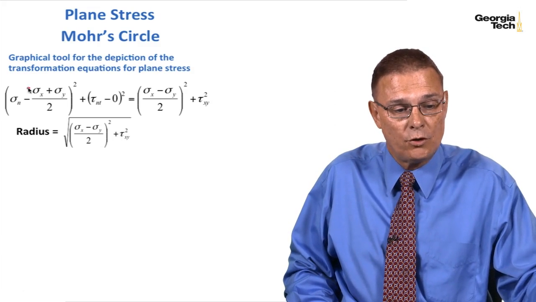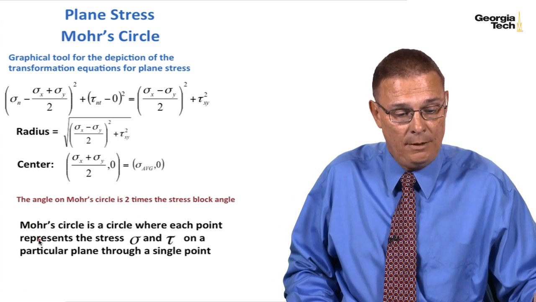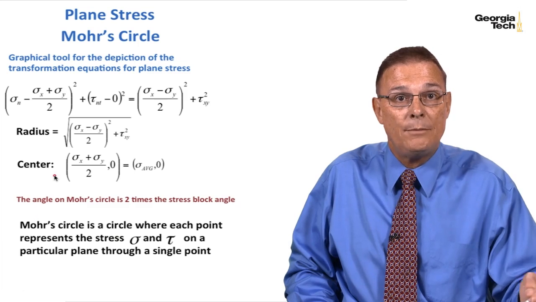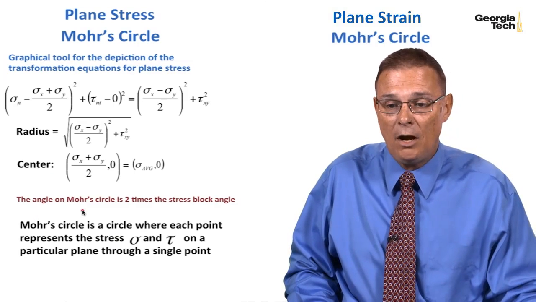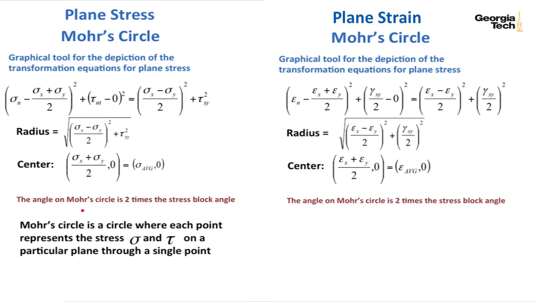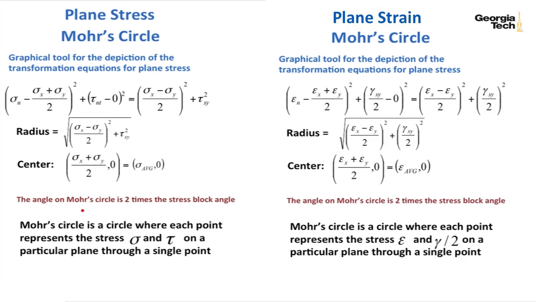So as a recap, here's plane stress Mohr's circle that we used previously. Remember that the angle on Mohr's circle was 2 times the angle in the stress block. We have completely analogous equations for plane strain Mohr's circle. And so this is a nice recap.